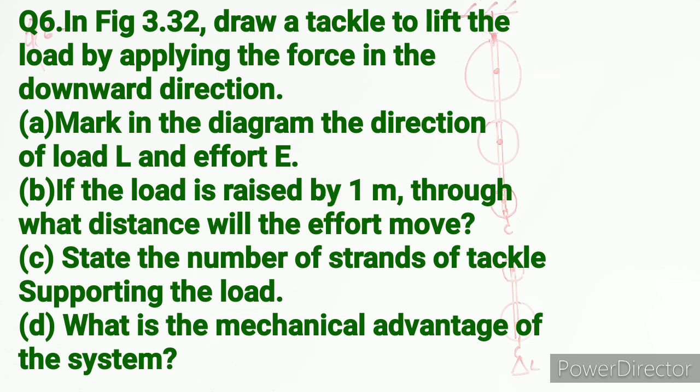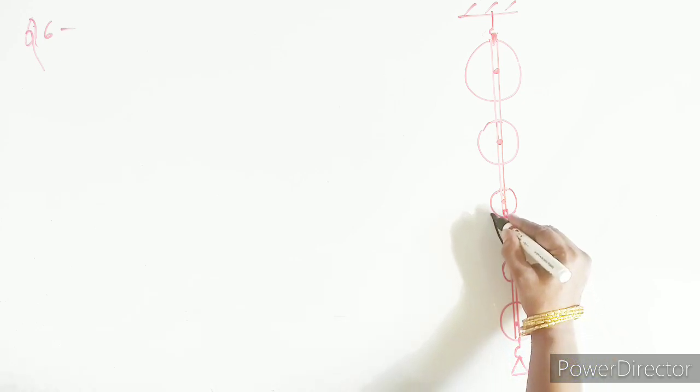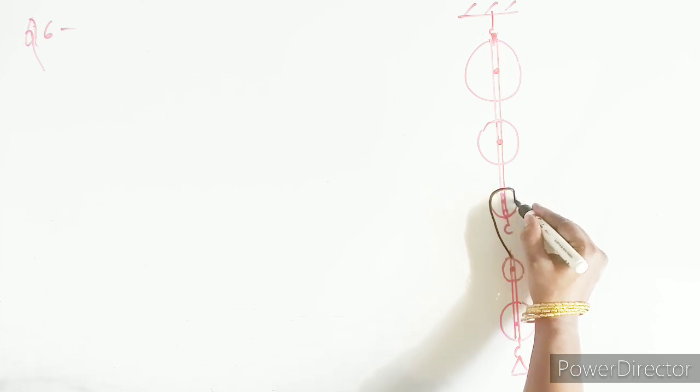Question here, we have to complete this diagram. This block and tackle system is having 5 pulleys. So what to do here? First of all, let us take, and here let us try it. Okay, it will start like this.